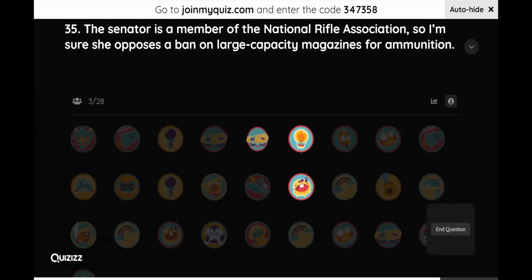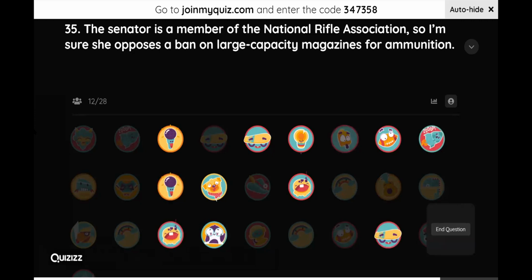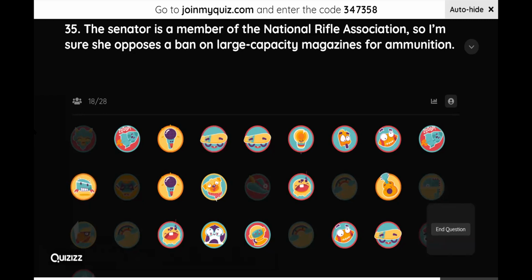Okay, so Senator is a member of NRA, so I'm sure she opposes a ban on large capacity magazines for ammo. This one, I feel like there's one that really jumps out. But let's do premise and conclusion first. She opposes.